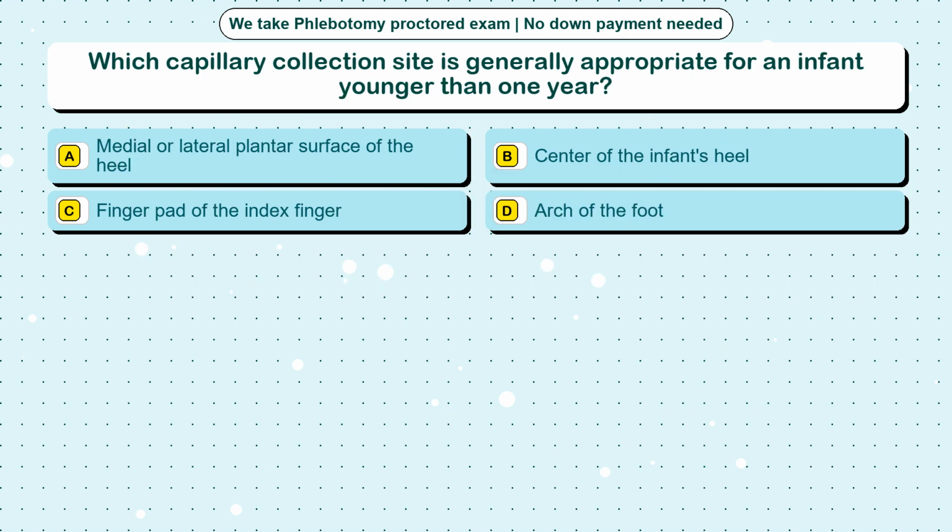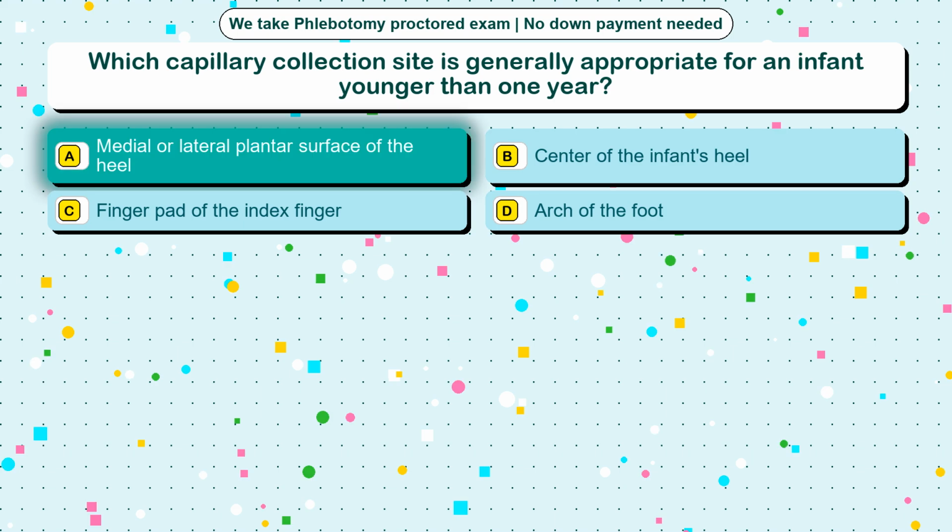Question 30. Which capillary collection site is generally appropriate for an infant younger than 1 year? Option A. Medial or lateral plantar surface of the heel. Option B. Center of the infant's heel. Option C. Finger pad of the index finger. Option D. Arch of the foot. The correct answer is option A.